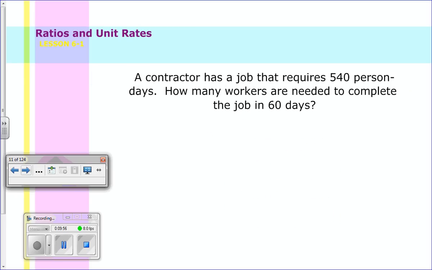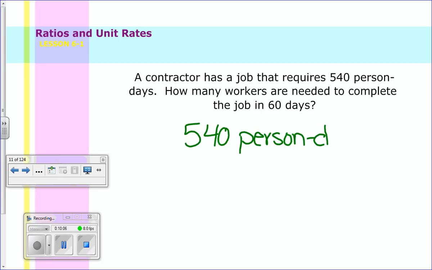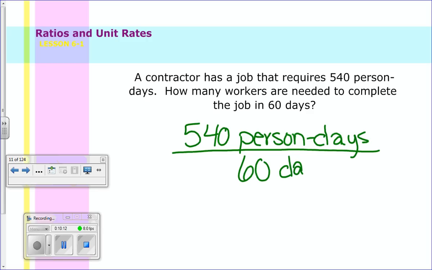And here's another idea of it. A contractor has a job that requires 540 person days. Again, that product of time goes on top. How many workers are needed to complete the job in 60 days? Well, again, you take a look and see what crosses out. Days are on top and bottom. Then you simplify the numbers. 540 divided by 60 is 9. So supposedly it'll take 9 persons or 9 people.